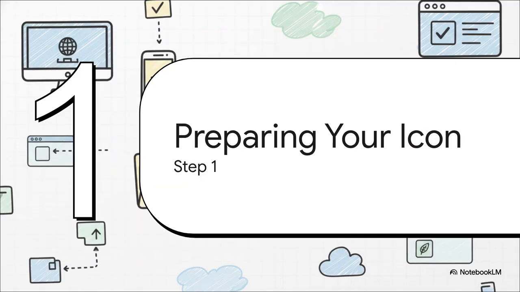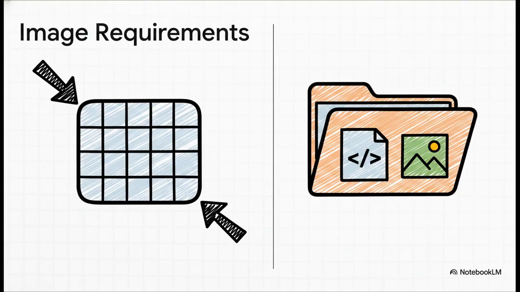All right, let's get practical. Before we even think about touching any code, we need to get our image ready to go. This is a super important first step. There are really just two key things to keep in mind here. First, for the best quality, you want to make sure your image is at least 96 by 96 pixels. And second, and this will make your life much easier in a second, save that image file directly inside your main website folder, right next to your index.html file.